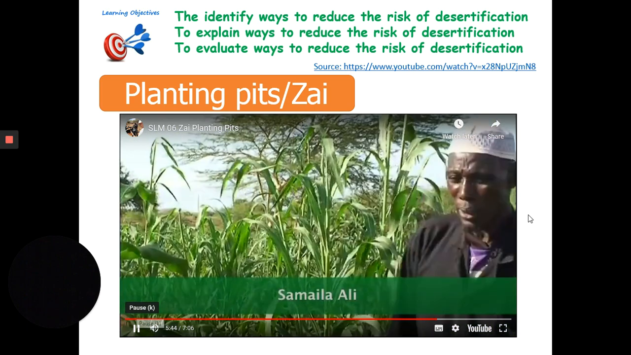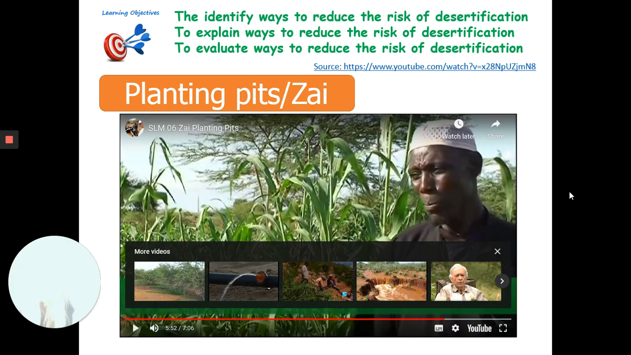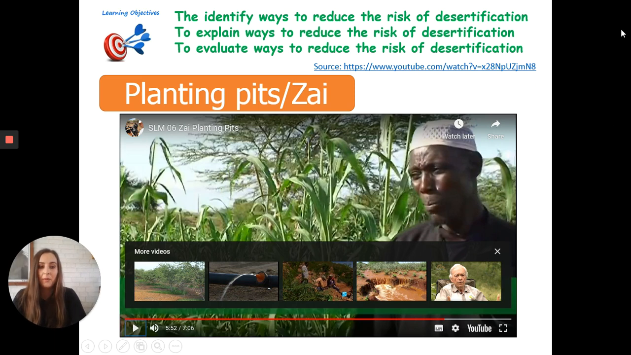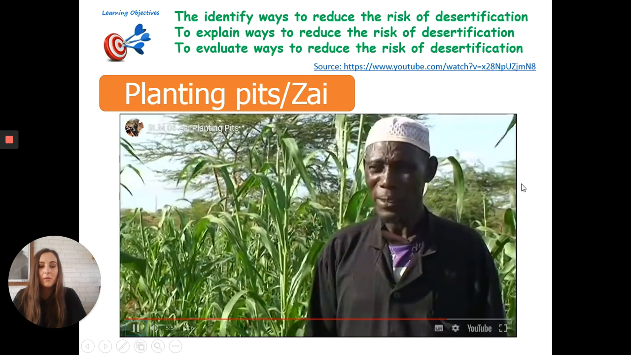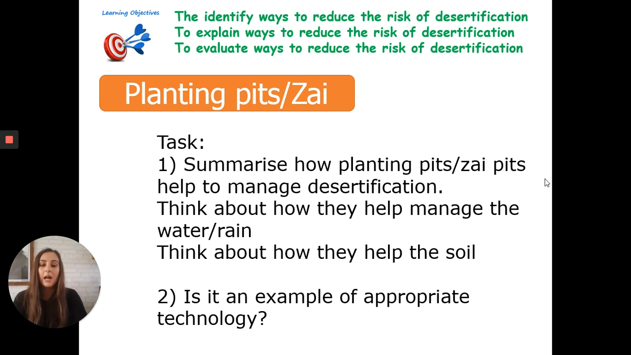Okay, so I'm going to pause that one there, because I think you get the message of planting pits from that clip so far. So what we're going to have a look at now is using your notes from the video and what you got from that. I want you to pause the video and summarise how planting pits, or zai pits, help to manage desertification. So think about how they help manage the water and the rain, and think about how they help the soil. And then, is it an example of appropriate technology? Can the people living there manage that and do that themselves? So pause it now and have a go.